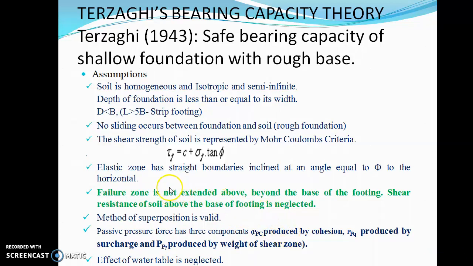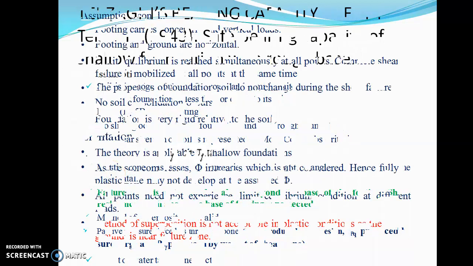Shear resistance of the soil above the base of the footing is neglected. Now why I have made this green is because in our second lecture we were studying the shear failure proposed by Vesic for shallow foundation. If you remember, the failure zone was going up near the ground level. But in this case, we assume that the failure zone is only limiting to the horizontal level of the foundation itself.